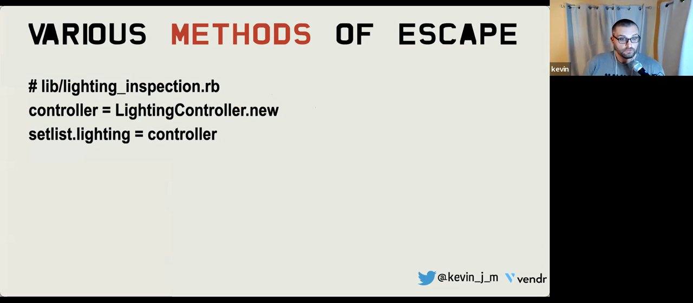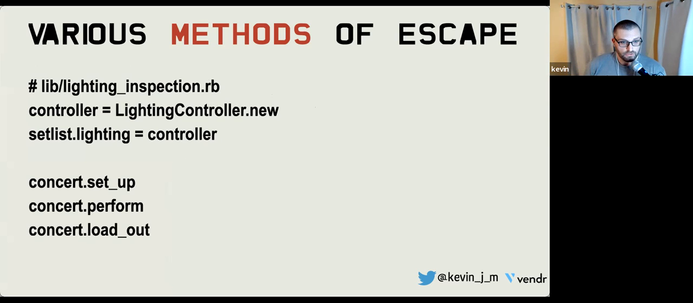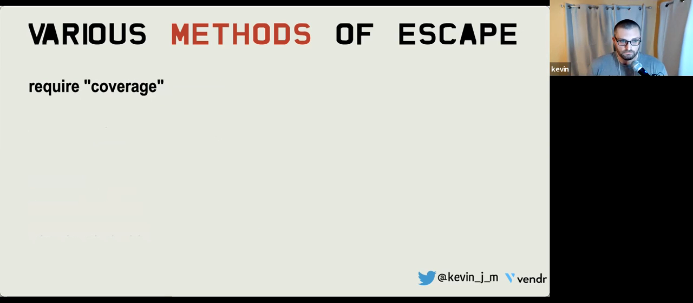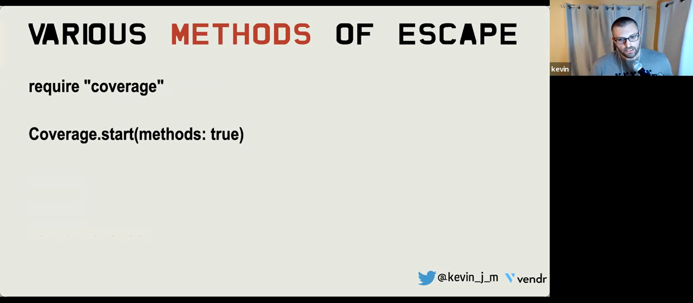So the next time that the crew is in town and they set up the stage, have the band perform, and then tear everything down, load it into the trucks and vans and move on to the next city, we are, you guessed it, going to perform this operation with the help of Ruby's coverage module. This time we're going to start coverage with the methods mode. And what methods will tell you is how many times each method was executed. And that's all that we need here, right? We're going to look at which of these trigger methods for all these different lights get called.